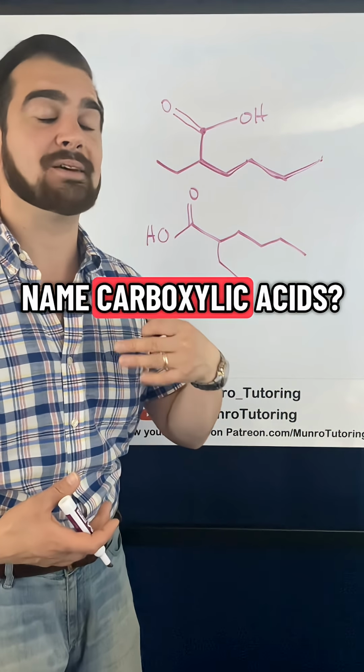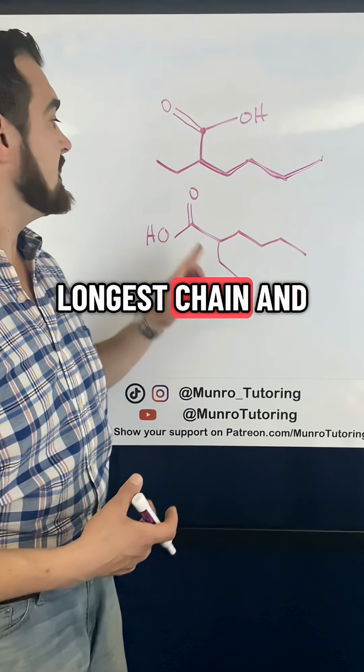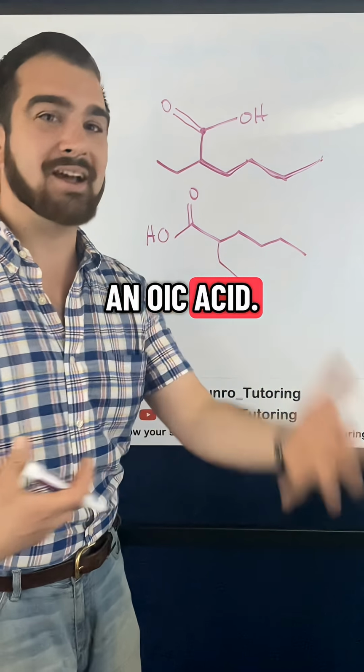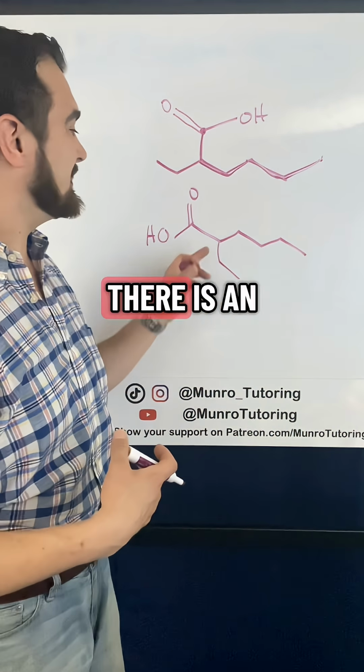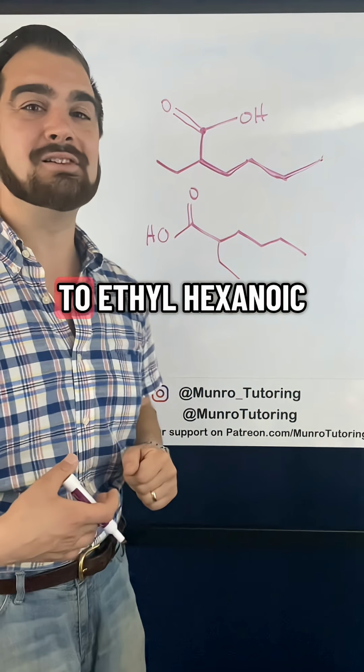Remember, when we name carboxylic acids, just find the longest chain and then call it -oic acid, right? So hexanoic acid, but there is an ethyl group on the second carbon, 2-ethylhexanoic acid.